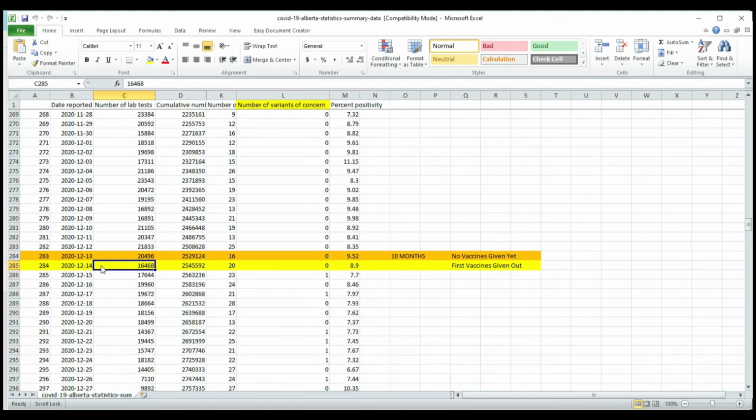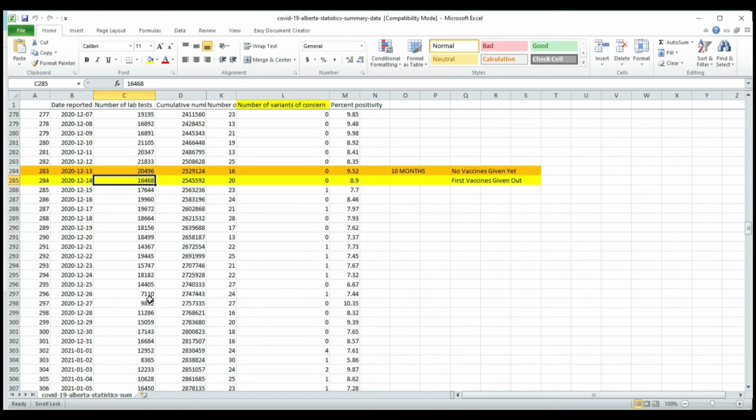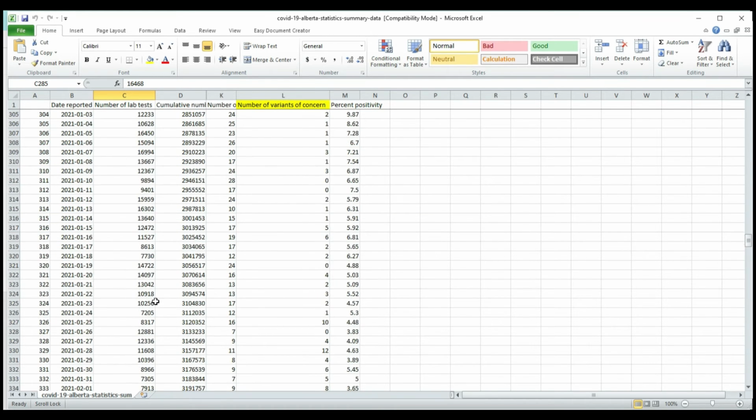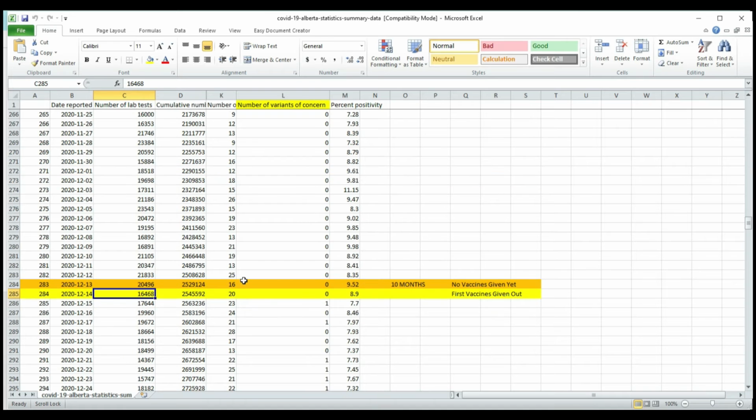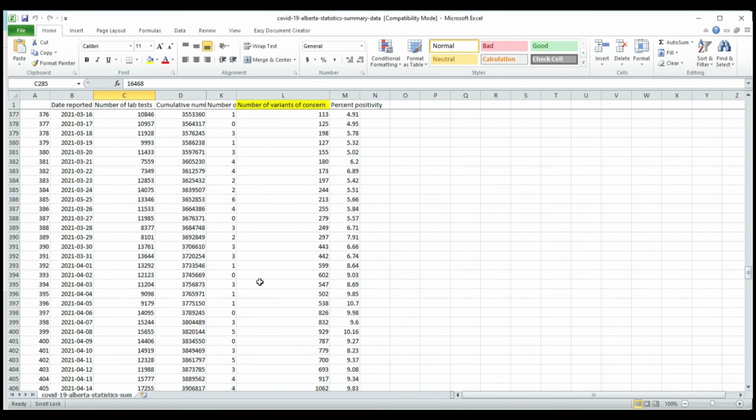From December 14th, we fast forward another 10 months, heading into 2021. Look at the variants of concern now. Okay, the numbers are increasing. Prior to mid-December 2020, back to March 2020, 1 variant of concern. From mid-December onwards into 2021, the variants of concern start to grow by the tens, and then by the hundreds, and then into the thousands.